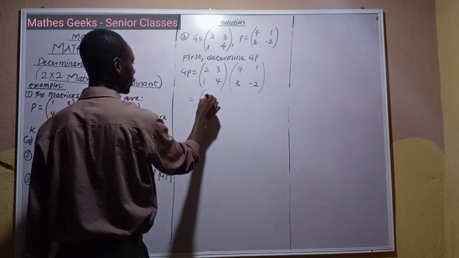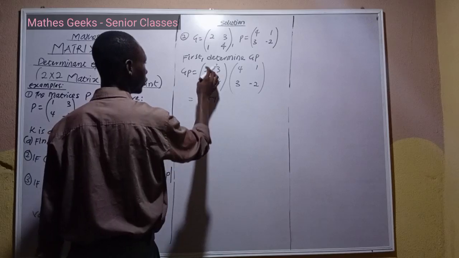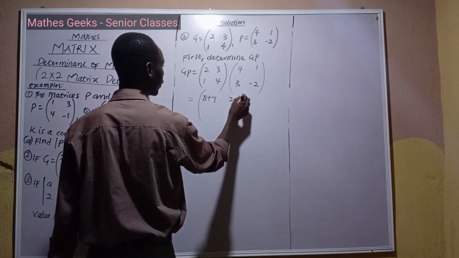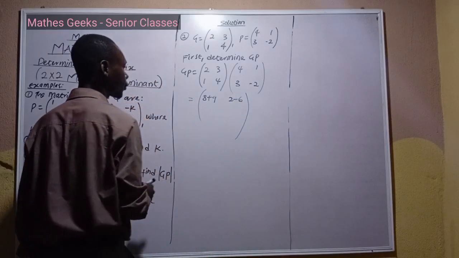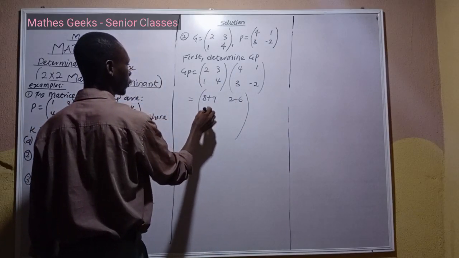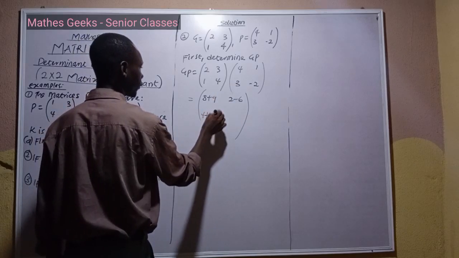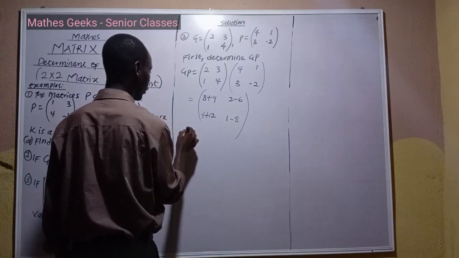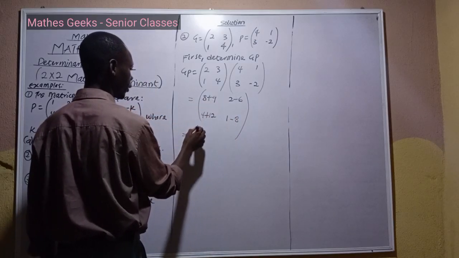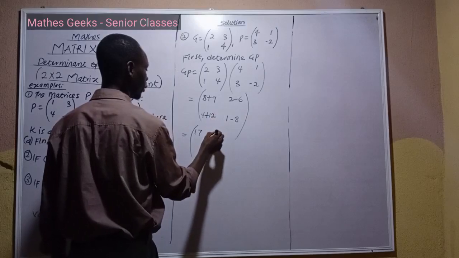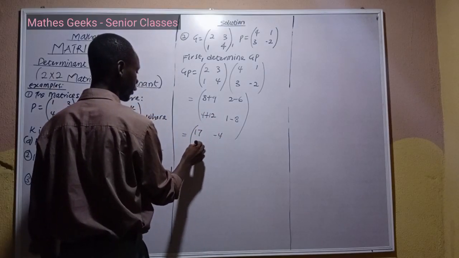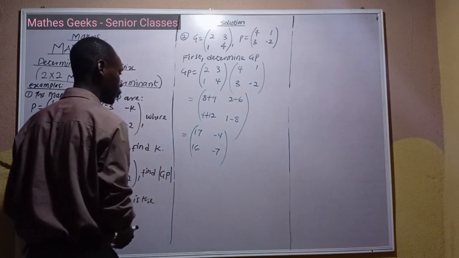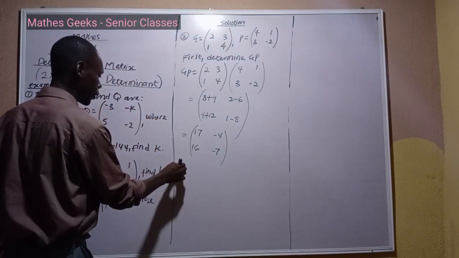2 times 4 is 8, plus 3 times 1 is 3, that gives 11. 2 times 3 is 6, plus 3 times minus 2 is minus 6, that gives 0. 1 times 4 is 4, plus 4 times 1 is 4, that gives 8. 1 times 3 is 3, plus 4 times minus 2 is minus 8, that gives minus 5. That's matrix GP. So next, we evaluate the determinant of GP.